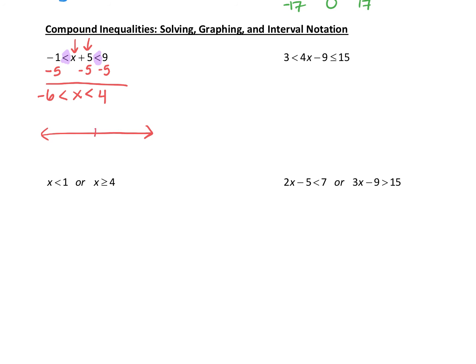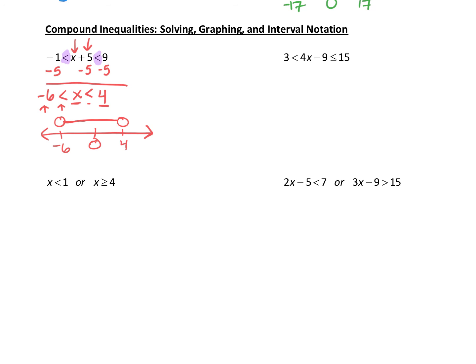So I'm going to plot 0, 4, and negative 6 with an open circle on either side. And since x is bigger than negative 6, it's going to go to the right, but x is less than 4, so it's going to go to the left. So it's all the numbers between negative 6 and 4.